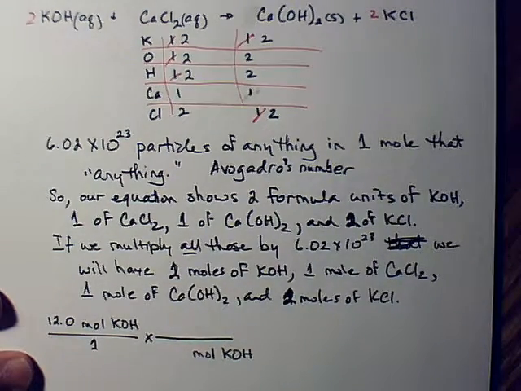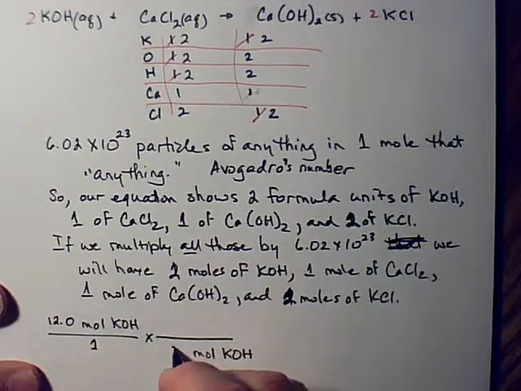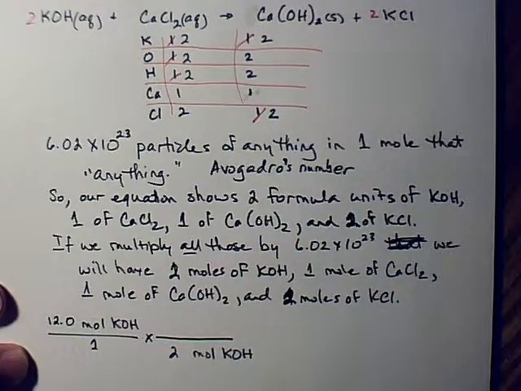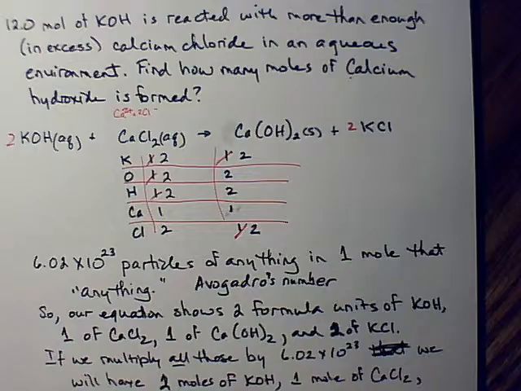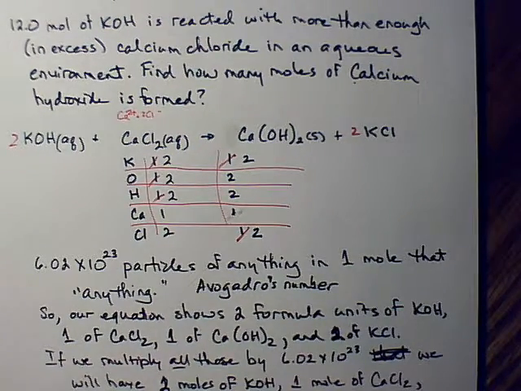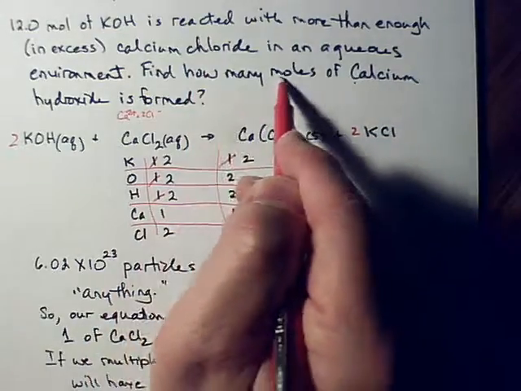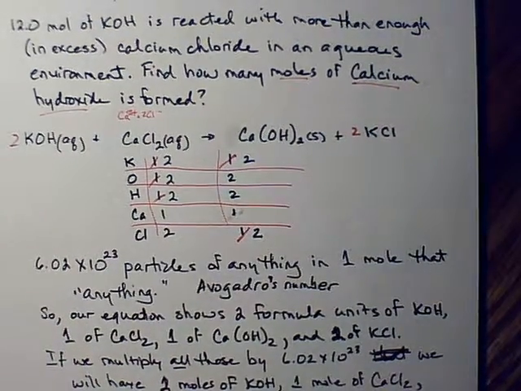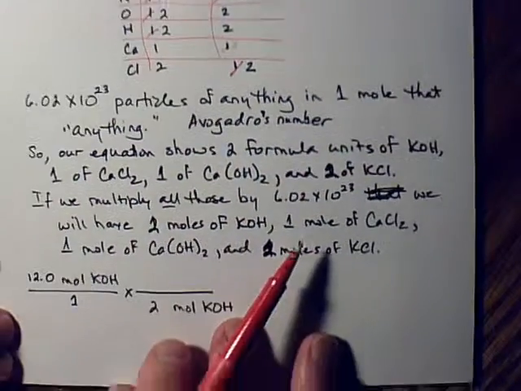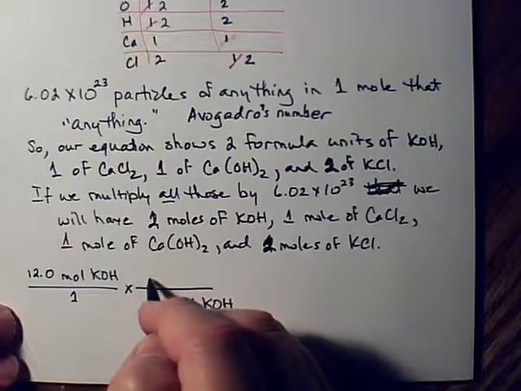You with me? Shake the cobwebs out of your head. All right, here we go. So we have 2 moles of that. And what do we want to convert to in the problem? Moles of calcium hydroxide. Where's calcium hydroxide? Right there. How many moles of calcium hydroxide in the balanced equation? 1. That's what we're going to put on the top.